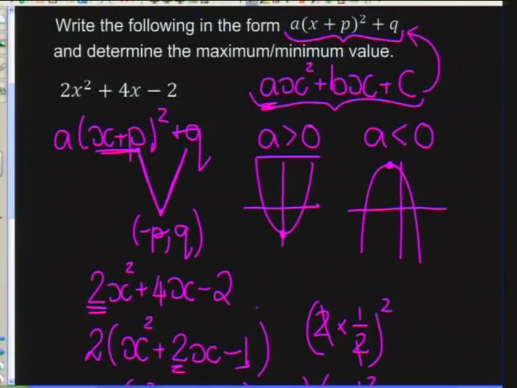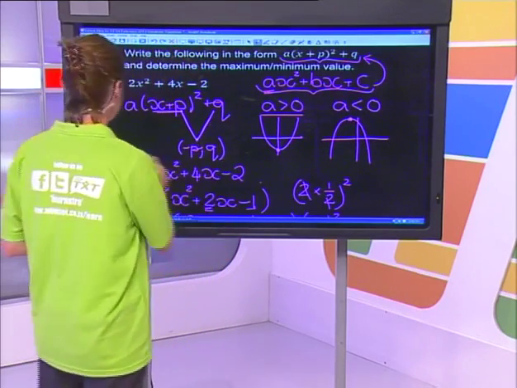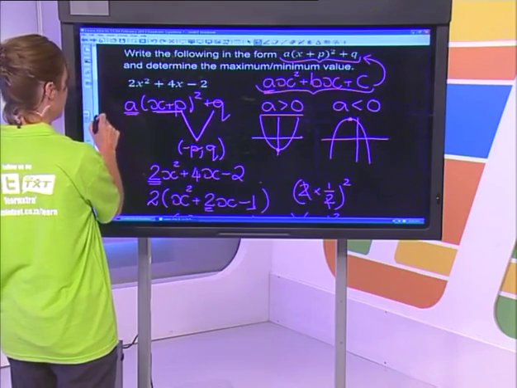Now remember we said right back in the beginning, if the a in my equation is greater than 0, my parabola would be smiling and I would have a minimum. If my value for a is negative, my parabola would be frowning and I would have a maximum. So let's have a look. Now the a is the value in front of our bracket.